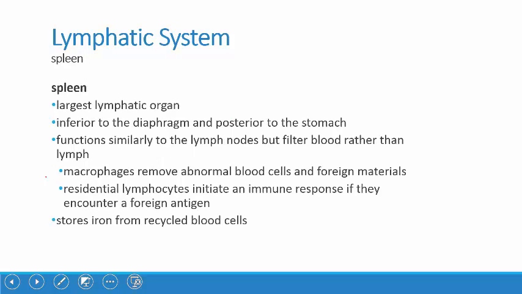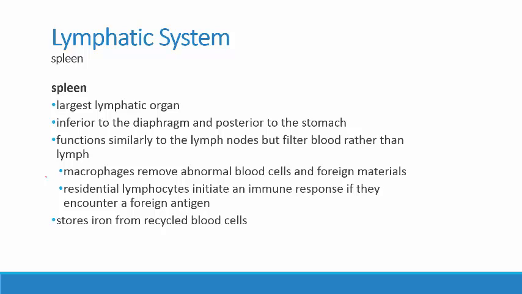Okay. The spleen is the largest of the lymphatic organs. It's found on the left side of the body, below the diaphragm, and sort of tucked behind the stomach. And it functions similar to the lymph nodes, but rather than filtering lymph, it filters blood instead.